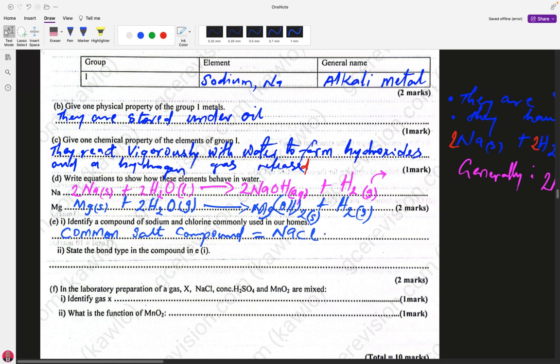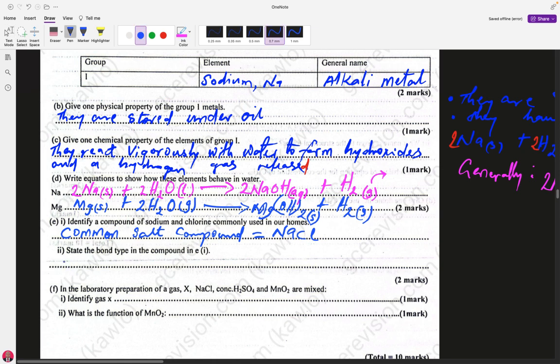Okay, state the bond type in the compound in E. Remember, sodium belongs to group 1 of the periodic table. Chlorine belongs to group 7 of the periodic table, or group 17 according to the modern periodic table. So a group 1 metal reacting with a group 17 or group 7 non-metal, what is going to happen? Because of the high difference in electronegativity, there is going to be what we call an ionic bond. So the type of bond in E above is ionic bonding.